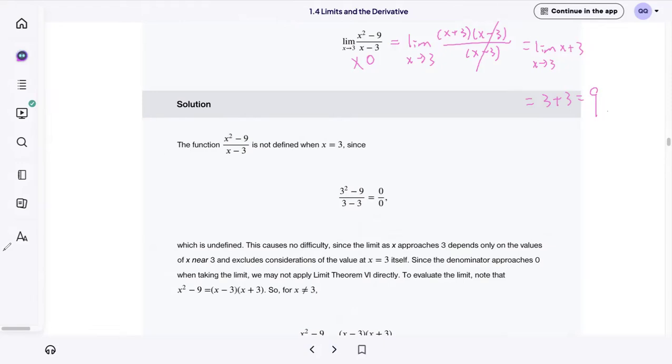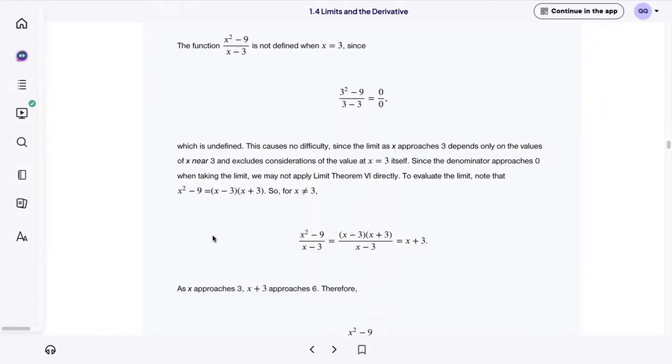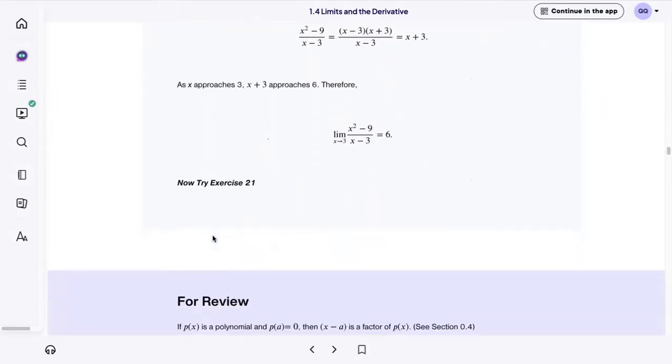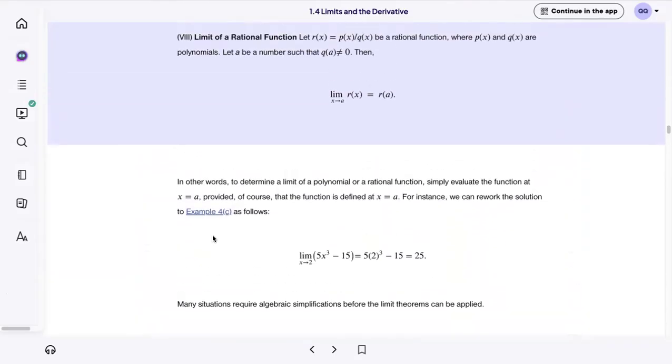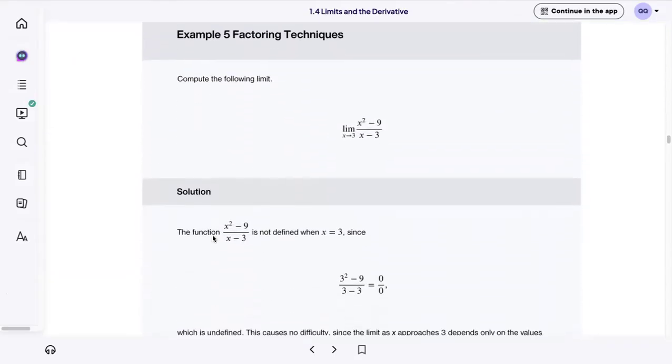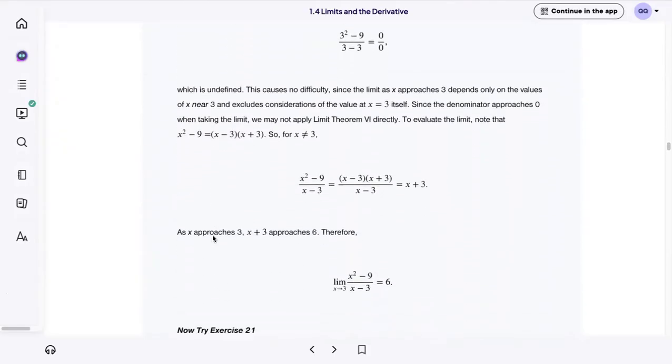So I have to use a factoring skill. Did I do something wrong? Oh, 3 plus 3 is 6. Why did I say 9? It's not multiplication.